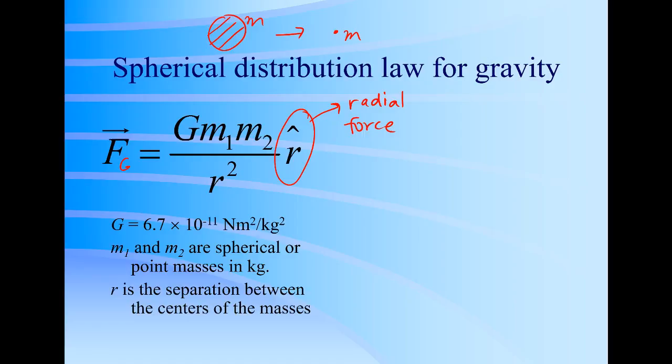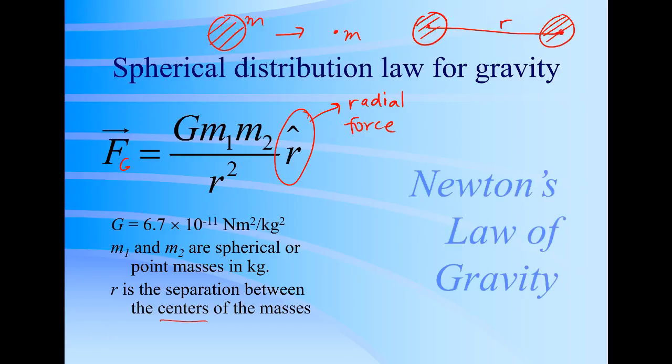r in this is the separation between the centers of the masses. This is very important. It's a center to center distance. So if I have one planet and another planet, then I want r being the distance between the centers. And this is Newton's law of gravity.